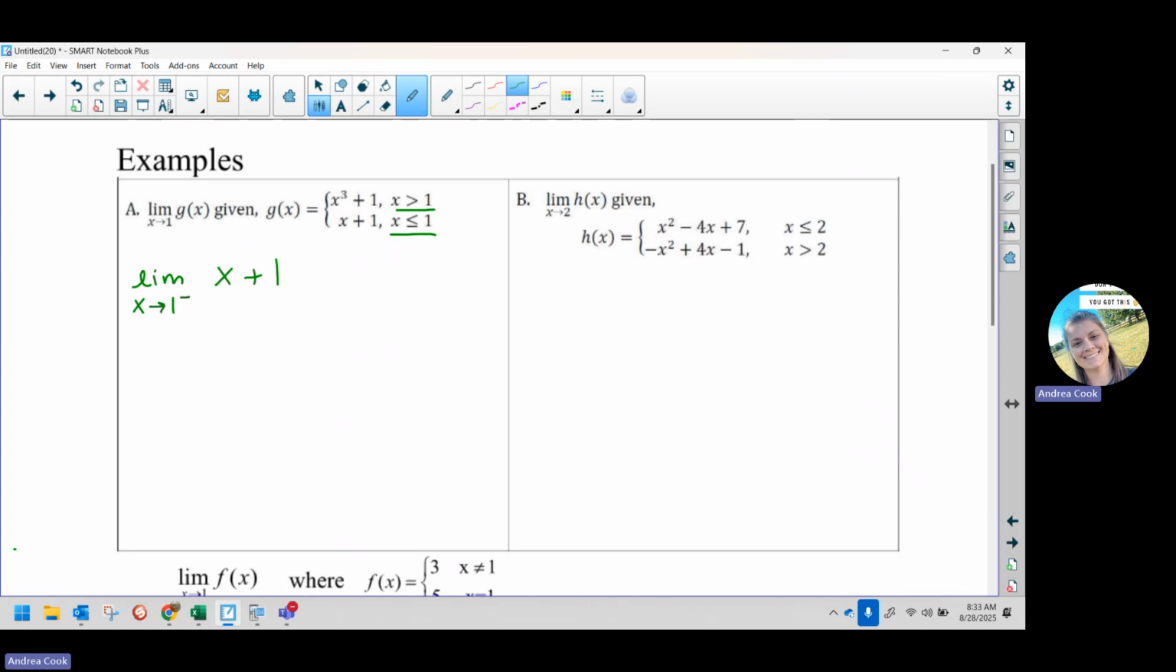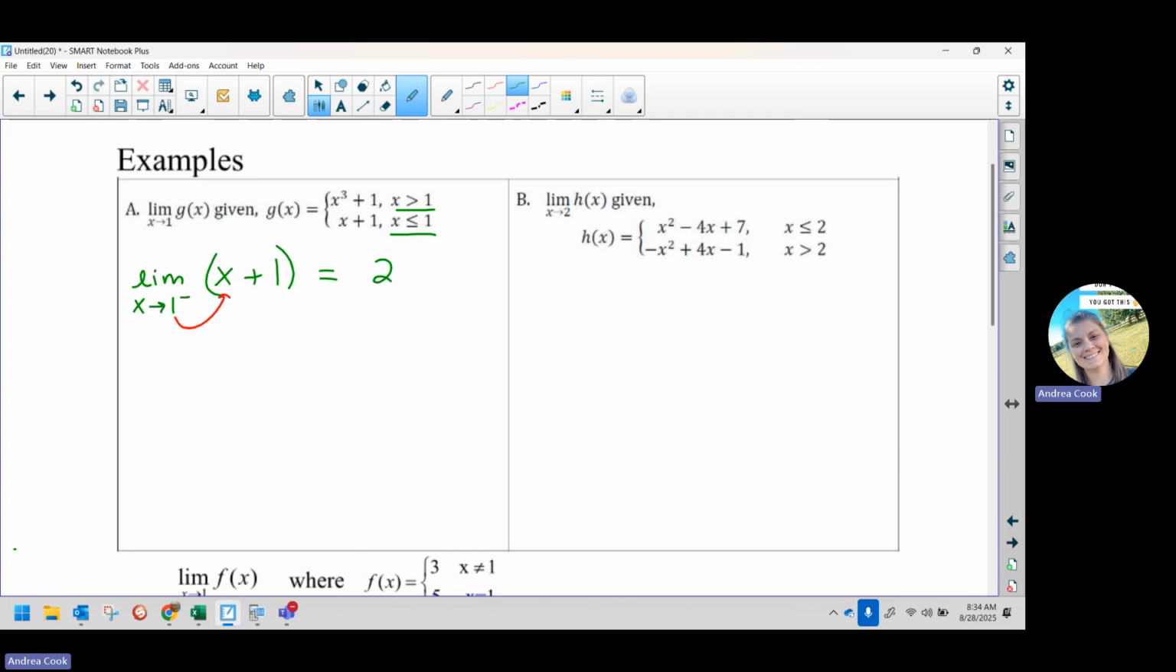Now, when you look, did you learn direct substitution in AP Pre-Cal? Like you can take that 1 and plug it into the function. So I can take this 1 and just plug it in there. 1 plus 1 is 2.